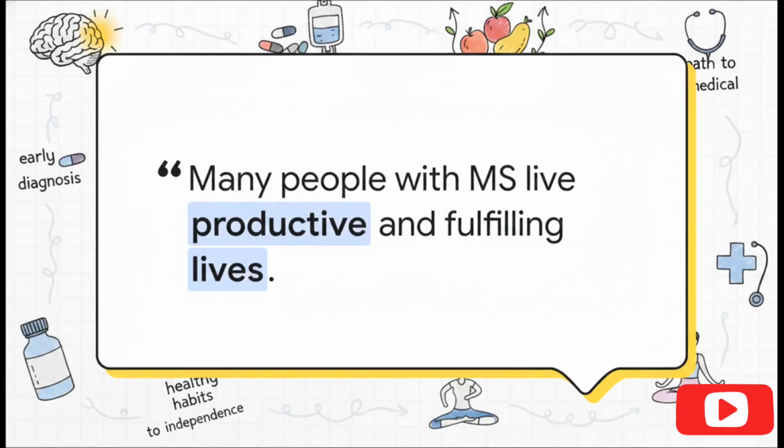I really want to focus on this quote here because it is the absolute core takeaway of everything we've looked at today. Many people with MS live productive and fulfilling lives. Early diagnosis, modern treatments, healthy habits, and medical care can help people maintain independence.